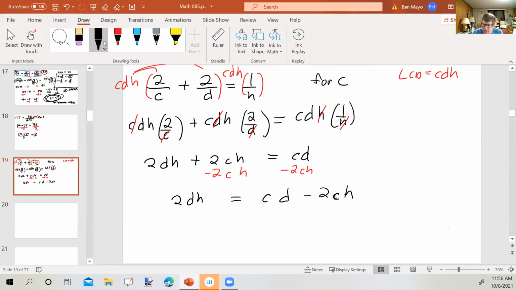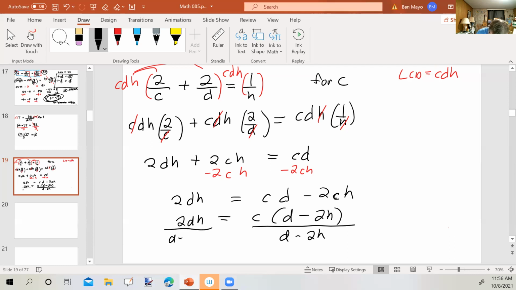So now comes the thing that students don't often think of. Here's the trick, if you will. I need to get C by itself. What I'm going to do is factor C out of both terms on the right side of the equation. Okay, so take C out, common factor. Well, now I'm just one move away from the final answer. I'm going to divide both sides by D minus 2H.